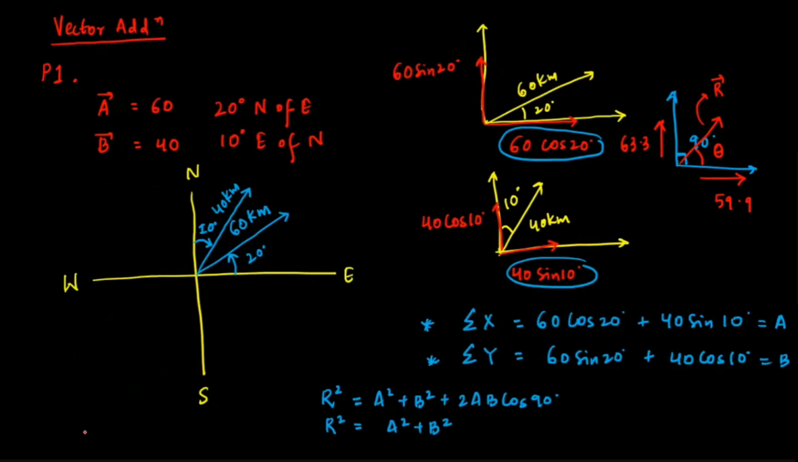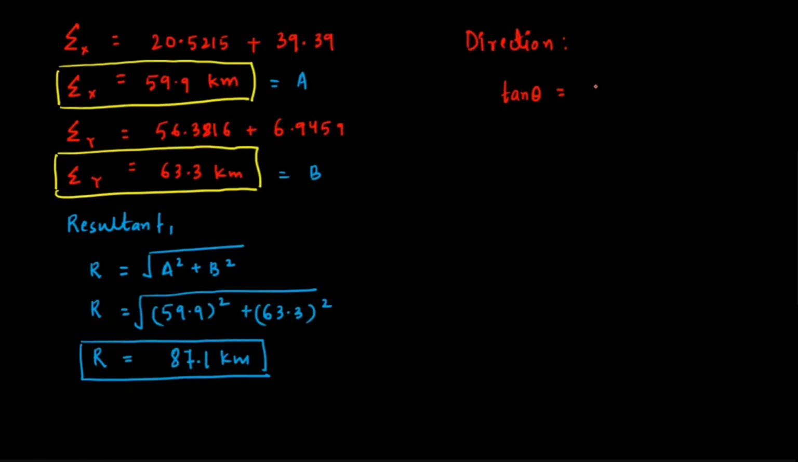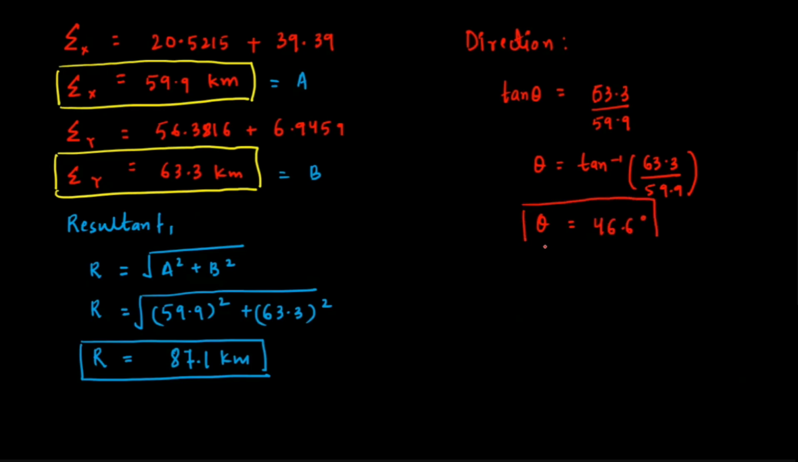63.3 divided by 59.9. So theta is going to be tan inverse of 63.3 divided by 59.9. When you solve this, you'll get theta approximately 46.6 degrees. So this is how we are supposed to find the direction as well. So this was the first problem that we can do and we can solve accordingly.